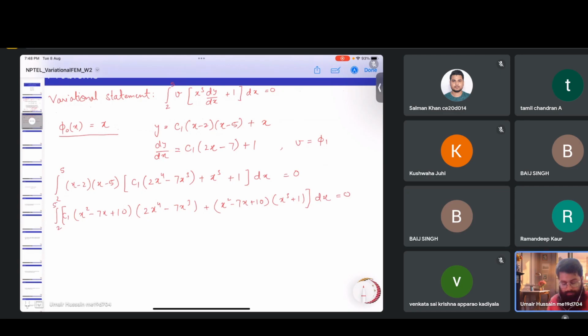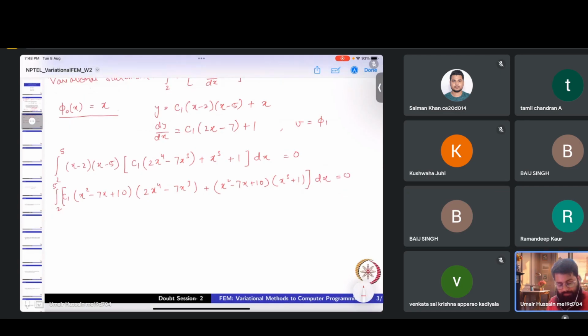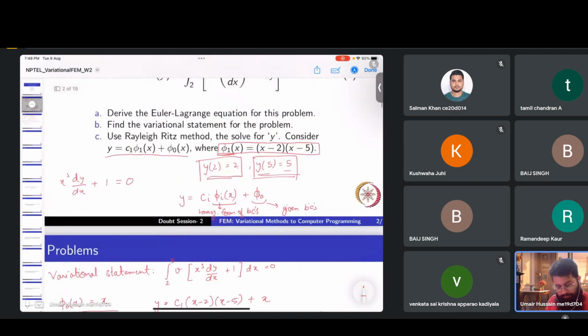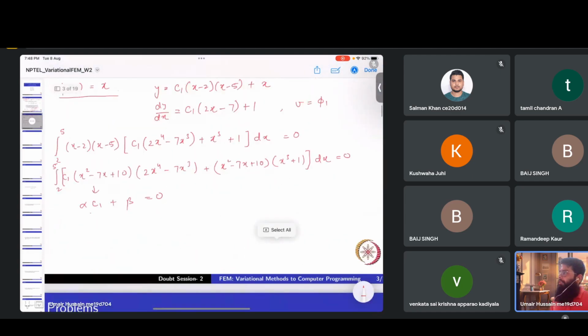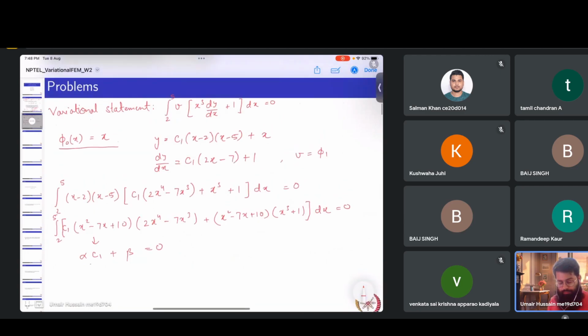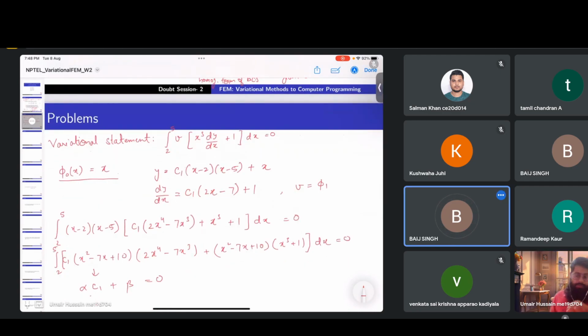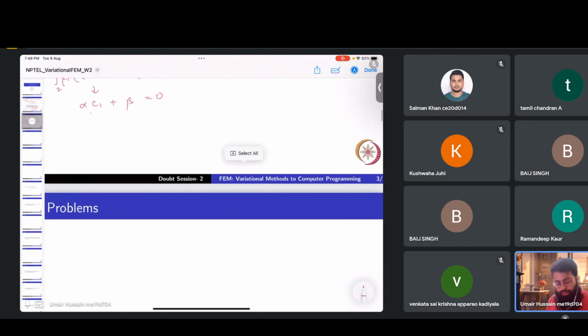So this is going to be a very lengthy integral. We can save some time and assume that we can solve it at this point, right? We'll get one term, some number times c1, plus some other number equals 0. So we can get c1 from this equation. Okay, I hope this was okay. So this is how we can use the Rayleigh-Ritz method to solve the given problem.